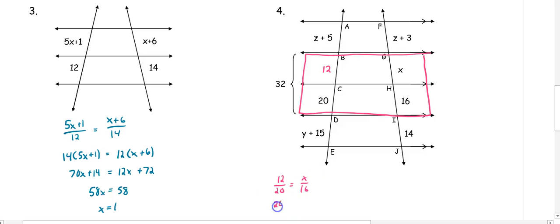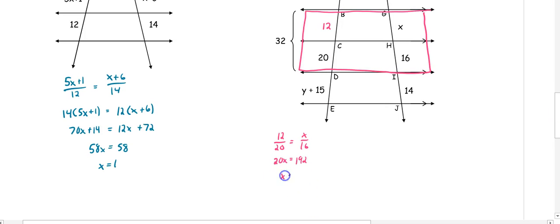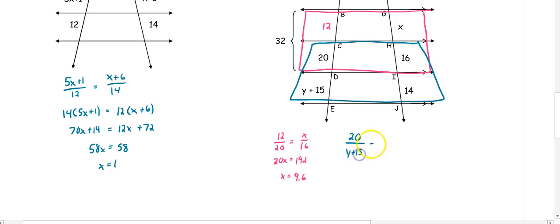So when we cross multiply, we get 20x is equal to 192. So when we divide by 20, we get that x is 9.6. Then we can solve for y using the bottom four sections. So we would have 20 over y plus 15 is equal to 16 over 14.